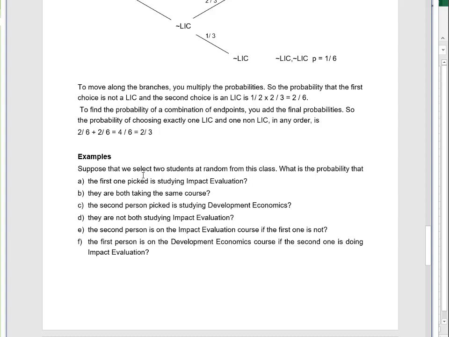So you select 2 students at random from this class. What's the probability the first one picked is studying impact evaluation? At time of writing this year, we have more economists. We're expecting 7 development economists and only 4 at the moment in impact.